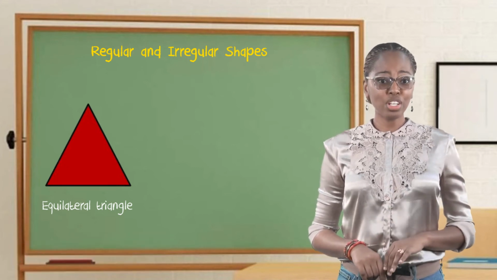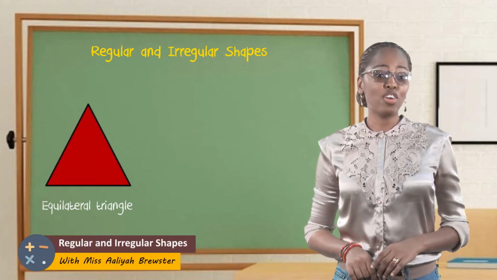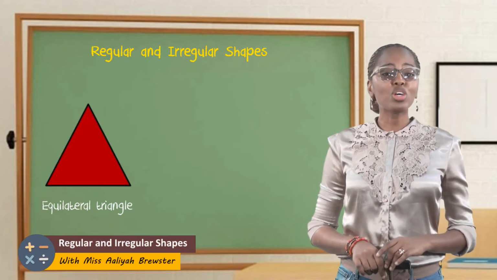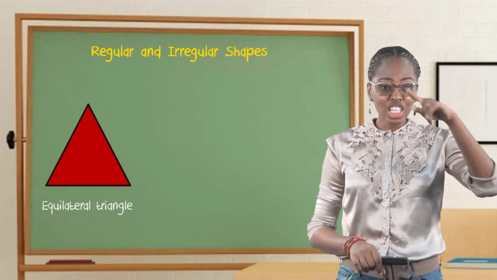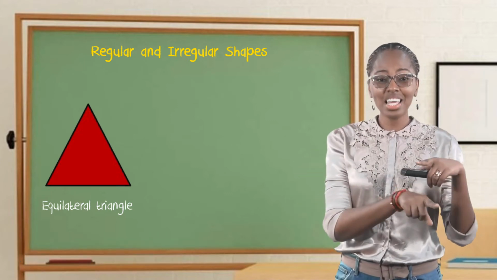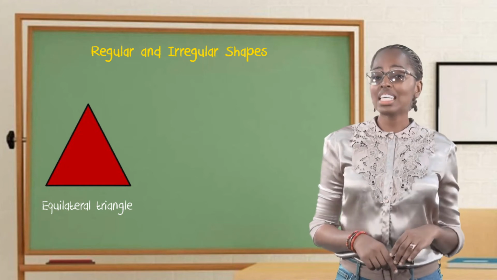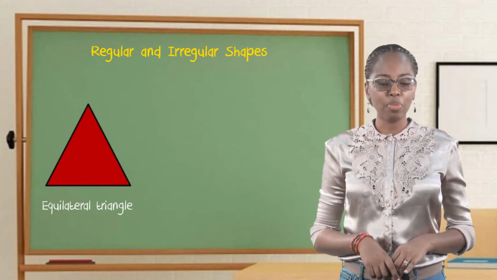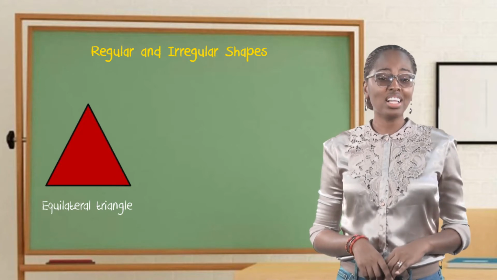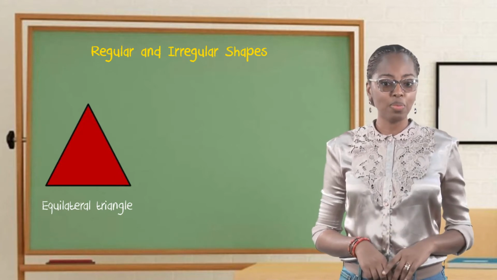An equilateral triangle can be defined as a regular shape. Why? Because all three sides of that triangle are equal, meaning each length has the same measurement. So if one side is 3 cm, then the other two sides will be 3 cm as well. Therefore, that triangle has equal angles within it.